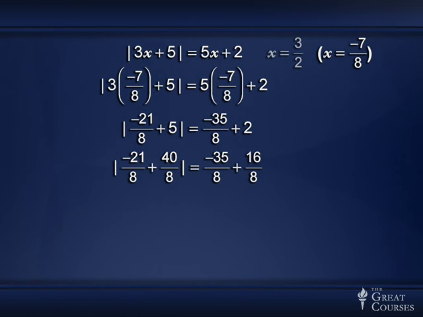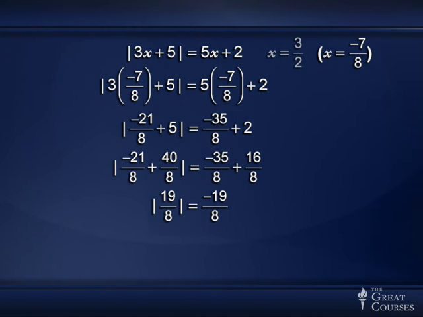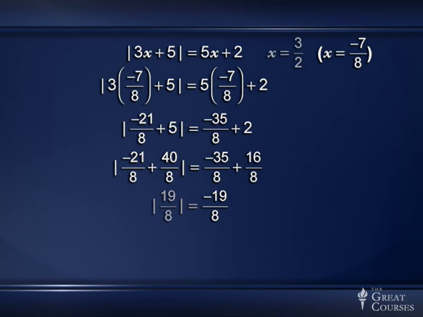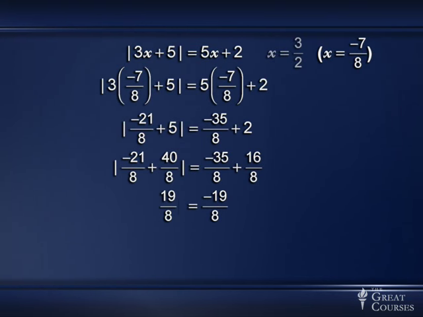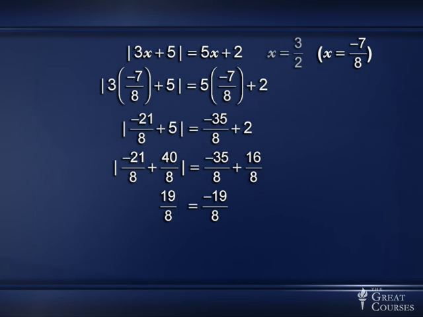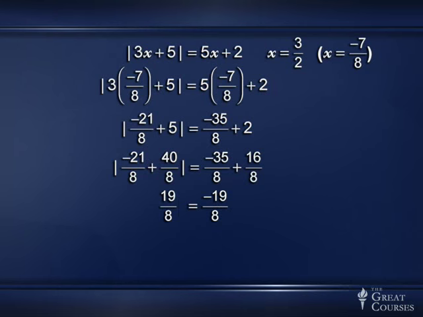Now let's simplify. The left-hand side is absolute value of 19 over 8. The right-hand side is negative 19 over 8. But since absolute value of 19 over 8 is 19 over 8, I now have the equation 19 over 8 equals negative 19 over 8. We've done everything correctly. So what do we conclude? We conclude that the number I just plugged in, negative 7/8, is not a solution of the original problem.